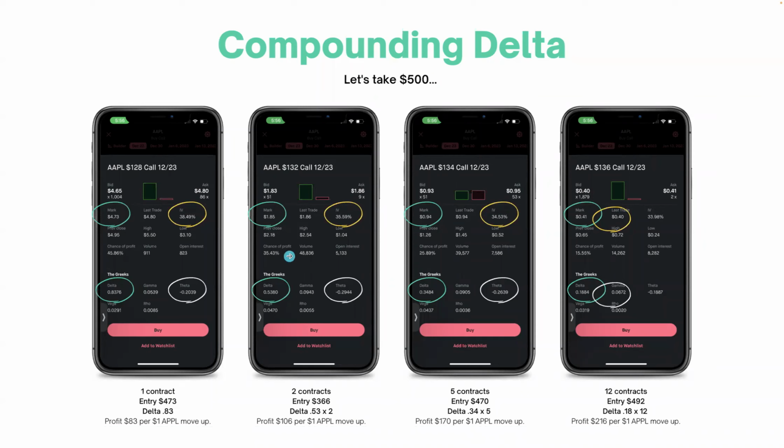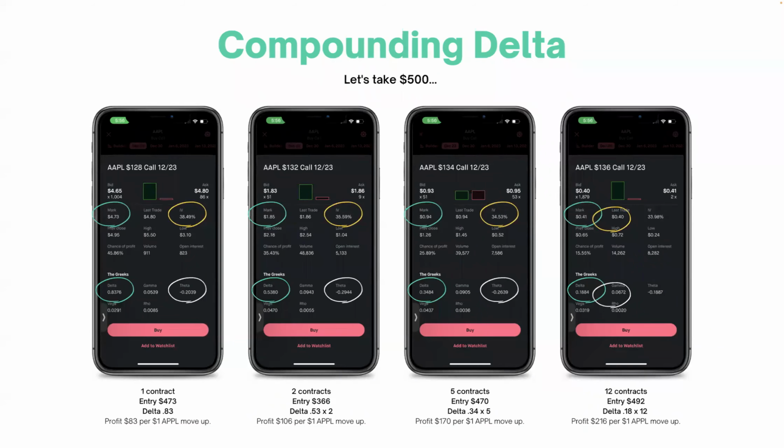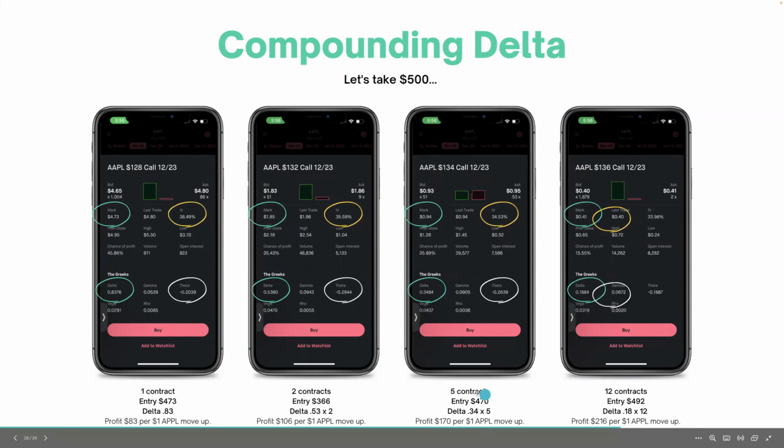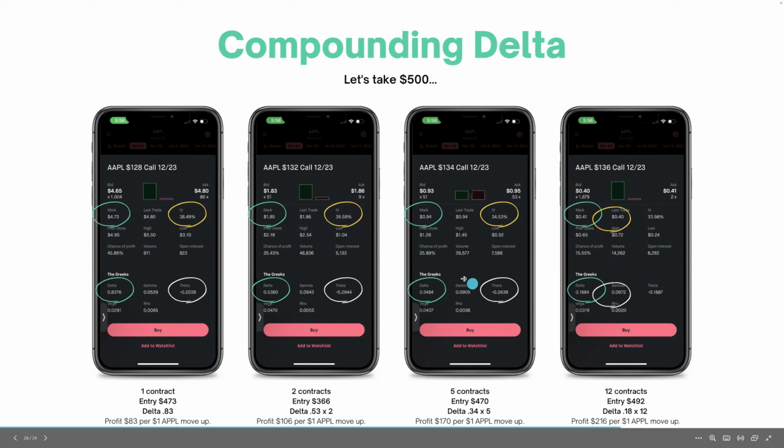Over here, this is a little further up. Let's see, this one's going to be right at the money, I believe. So over here, you're getting 2 contracts within our budget, $366 entry cost. And then down below, our delta is 53 cents. So we're making $106 every time Apple goes up $1. Over here, we can get 5 of these out of the money contracts within our budget. So that's $470. Our delta is 34 cents. And so 5 contracts times 34 cents, we're making $170 every time Apple goes up $1.